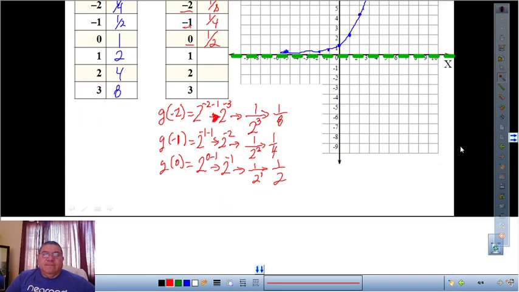Let me move this up. Next value, 1. g of 1 is 2 to the 1 minus 1. What is 1 minus 1? 0. So what do we know this is? 1.